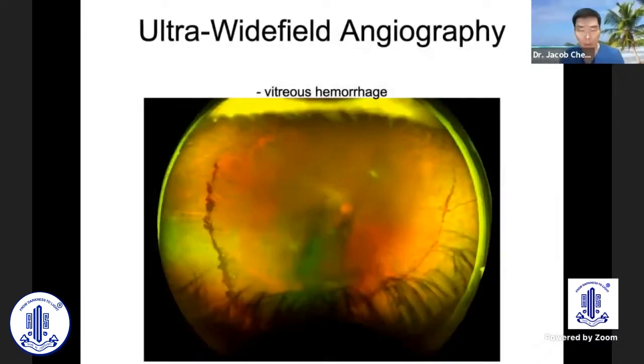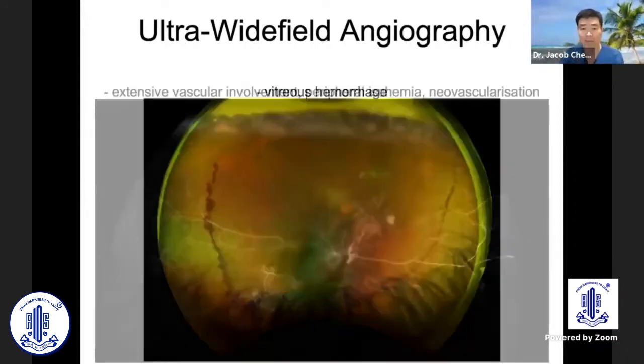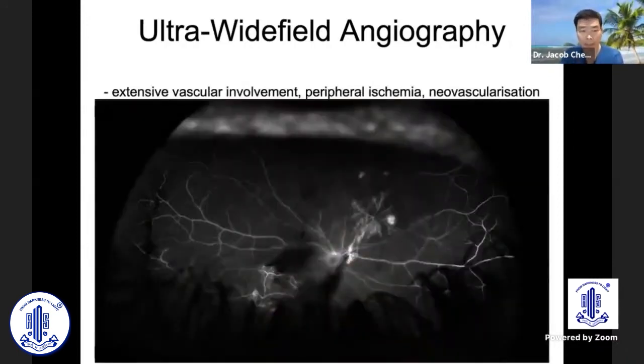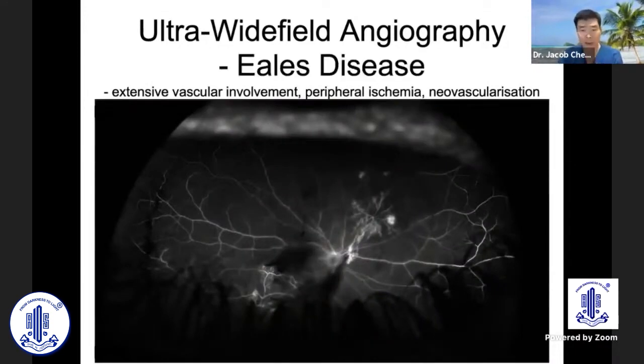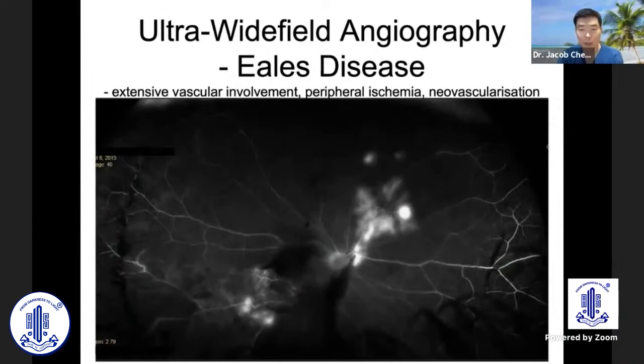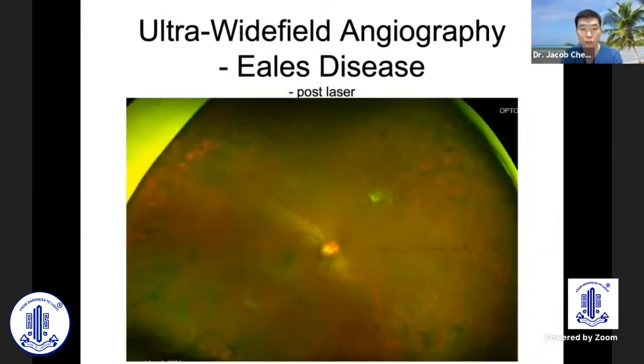This last patient is probably more typical in your part of the world. The patient presented with vitreous hemorrhage. You can see some lasers applied to the periphery and some remnant vitreous hemorrhage. Here, with extensive vascular involvement, peripheral ischemia, new vessels, this will go for a diagnosis of Eales' disease, confirmed on the fluorescein angiogram. And just to document with the ultra-wide field, the pre-retinal hemorrhage from the new vessels at the superior nasal areas, as well as the extensive nasal laser that has been applied.